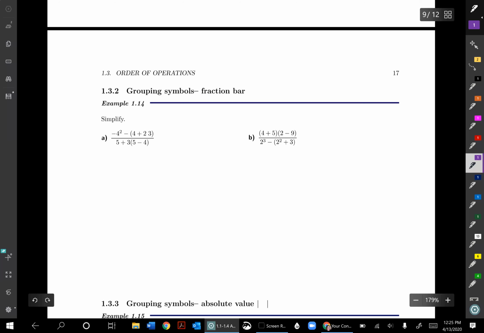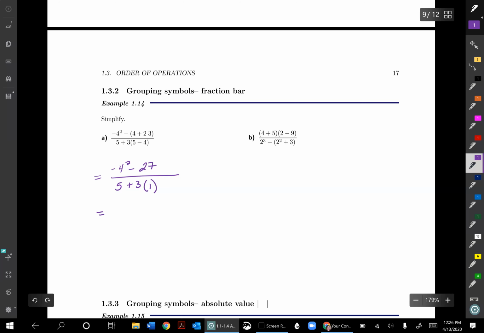So I'm just going to rewrite with an equals and write the fraction bar and do the stuff in the top. So negative 4 squared, I'm just going to leave alone for now. Bring it down. Minus, and then I'll do what's in the parentheses. 4 plus 23 is 27. So I don't have to have the parentheses there anymore. I can just write the number. And in the bottom, now I can start working that one. 5 plus 3 times 5 minus 4. 5 minus 4 is going to give me 1. That one I do want to write the parentheses.